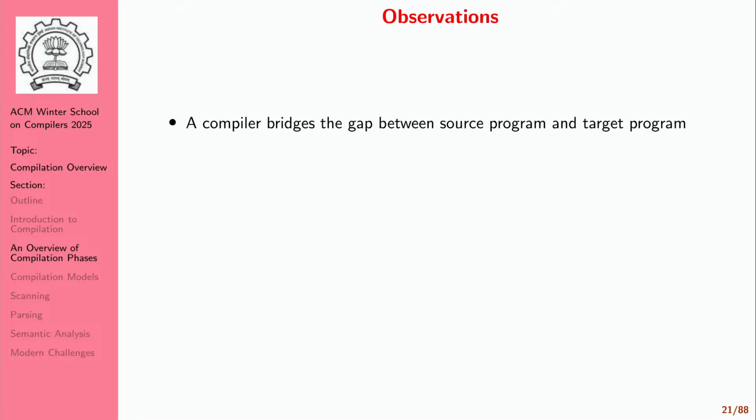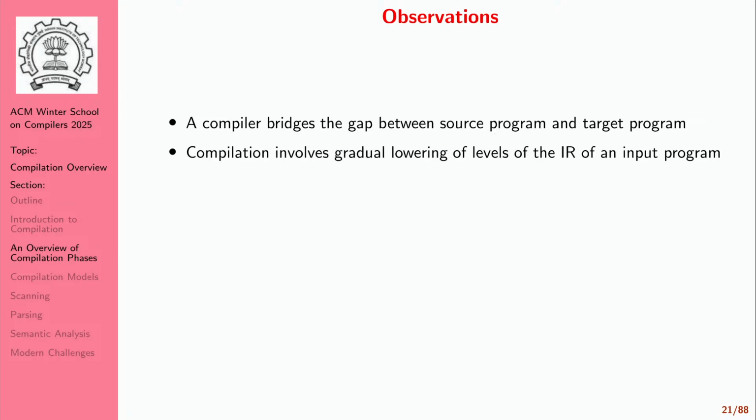So, what are the observations that we make? The observations are that a compiler bridges the gap between a source program and a target program. Compilation involves gradual lowering of levels of the IR. IR stands for intermediate representation. Which intermediate representations have we seen? We have seen the sequence of tokens, the parse tree, the abstract syntax tree, three address code, register transfer language, and assembly. These are the different IRs that we have seen.